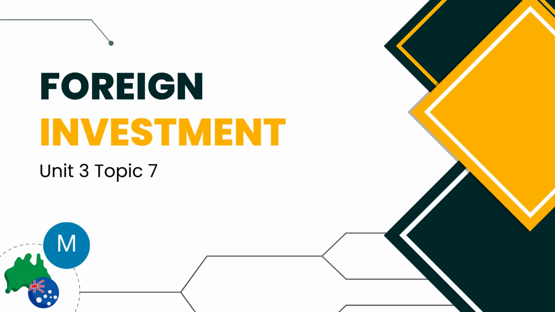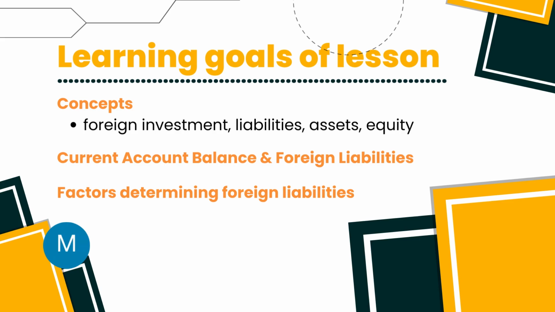Hey guys, we are now here at the last topic of Unit 3, foreign investment. For the first part of this topic, we will learn three main things. First, we will learn all the foreign investment related concepts such as foreign liabilities, foreign assets, and equity. Next, we learn about the relationship between current account balance, or current account outcomes, and foreign liabilities. And the last element that we will learn in this part is the factors that affect foreign liabilities.